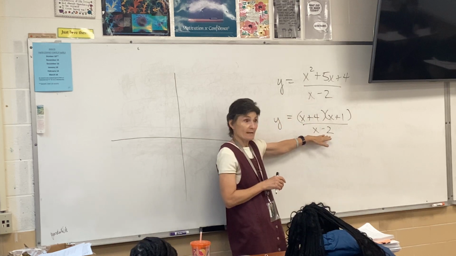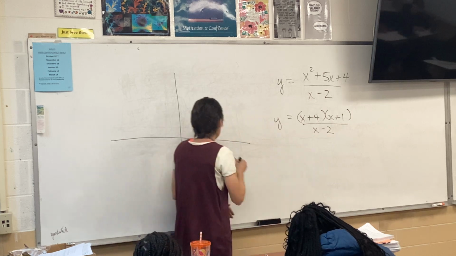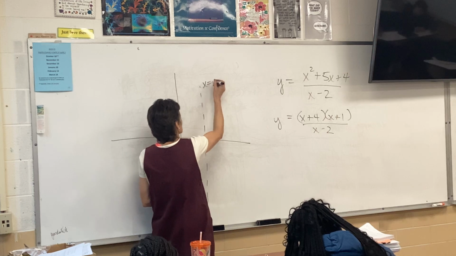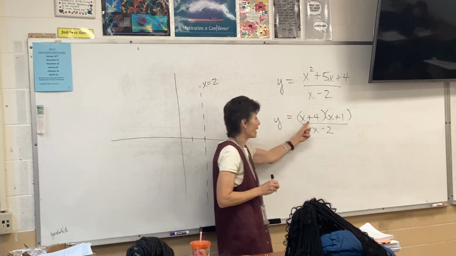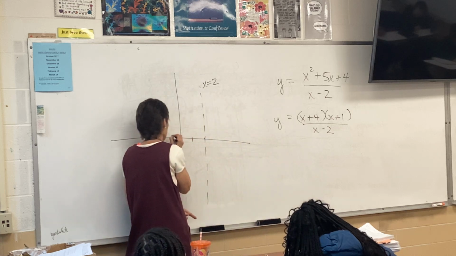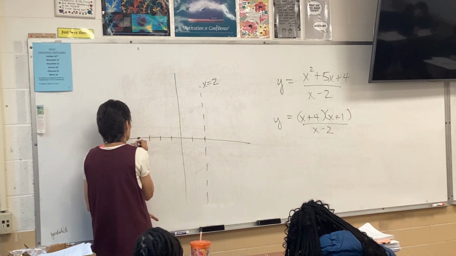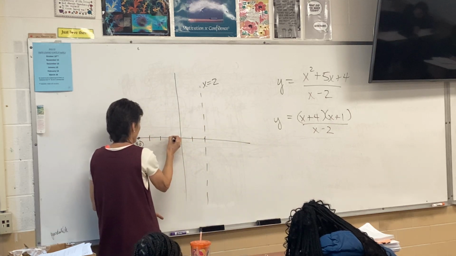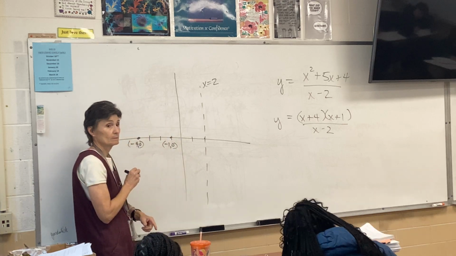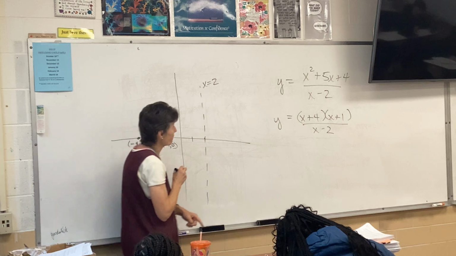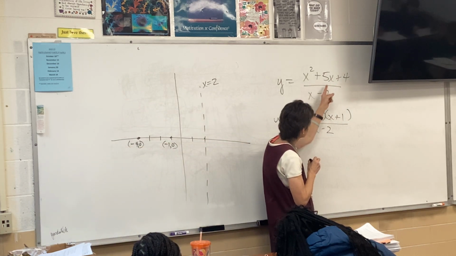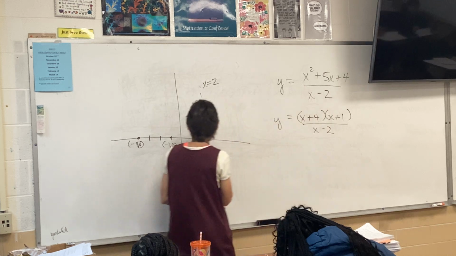Do I have a vertical asymptote? Yeah. Yep, it's at 2. I have 2 x-intercepts. They are at -4 and -1. And I have a y-intercept, if I let all the x's be 0, I have a y-intercept at -2.